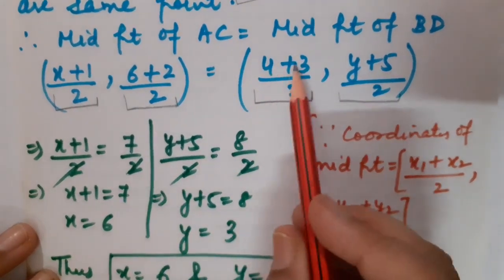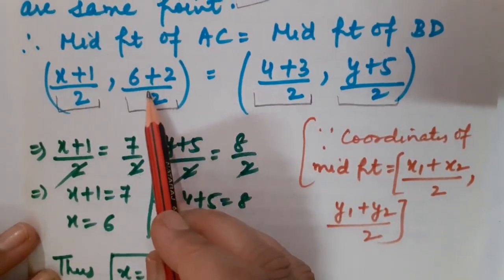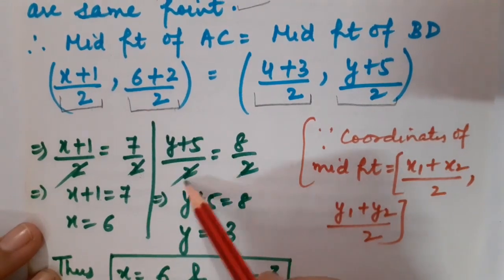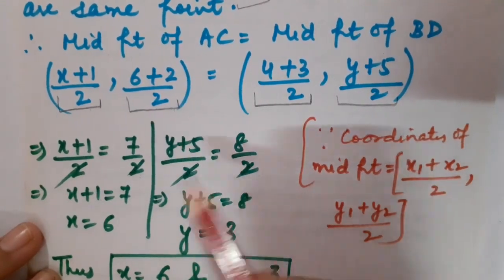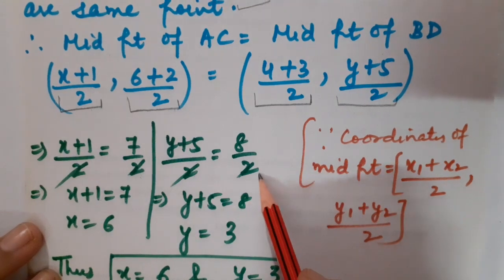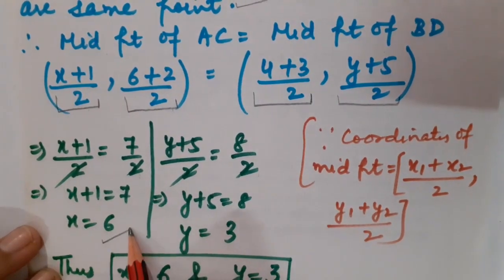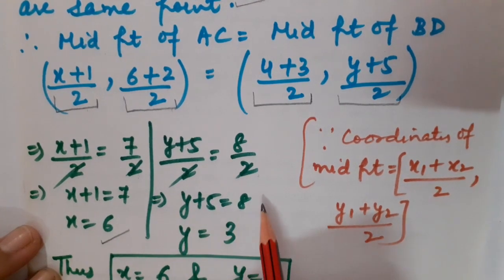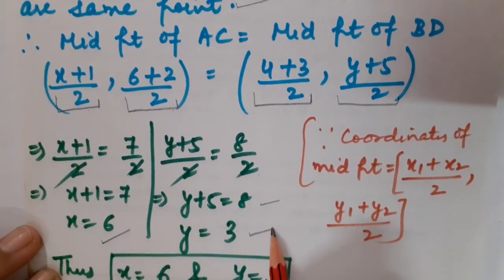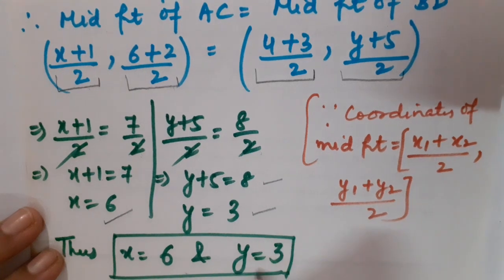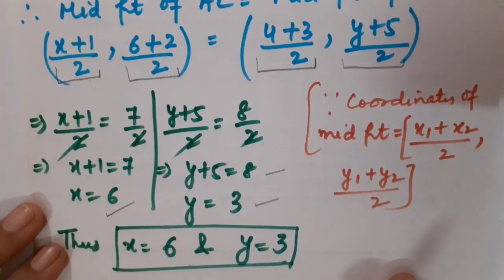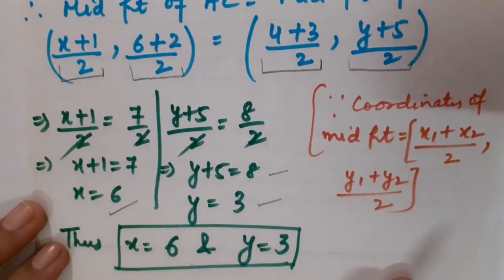After simplifying 4 plus 3 you will be getting 7. And here y plus 5 divided by 2 is equal to 8 by 2. Okay, this 2 and 2 are going to be cancelled. So I have got x plus 1 is equal to 7. So what is x? That is 6. y plus 5 is equal to 8, so y is equal to 3. So x is equal to 6 and y is equal to 3. These were basically two unknown variables to us.